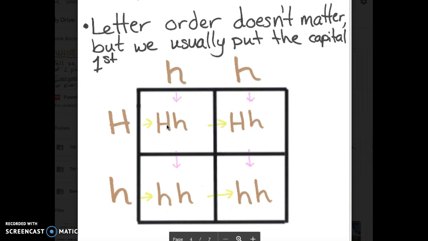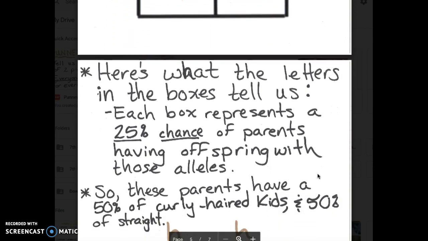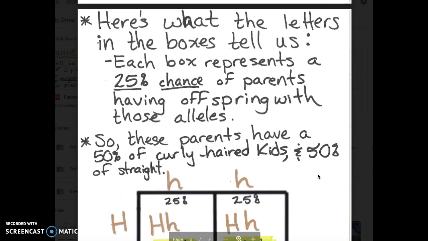Okay? And then I travel over here, same thing. I have a little h above me, and I have a big H to the left of me. Then I go to the bottom boxes. I have a little h above me, and I have a little h to the left. Little h above me, little h to the left. So hopefully it makes sense. It's almost like a multiplication table where you bring something from the top and something from the side. Okay? So that leaves us with these boxes with the possible offspring's alleles.